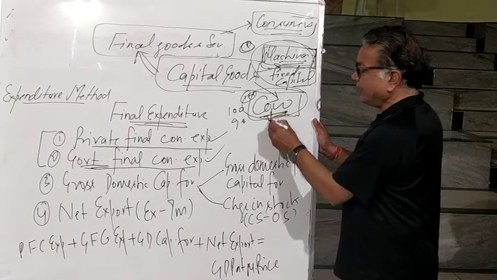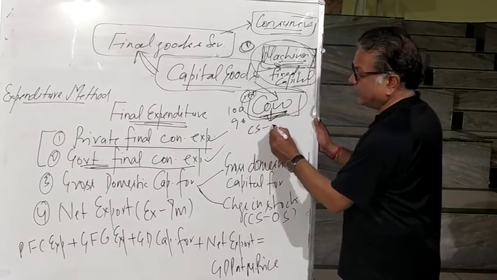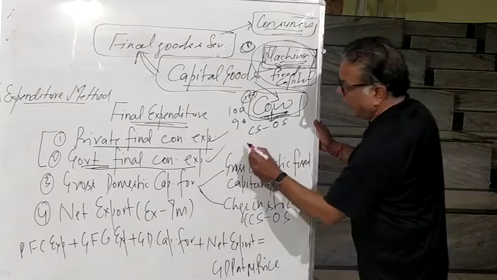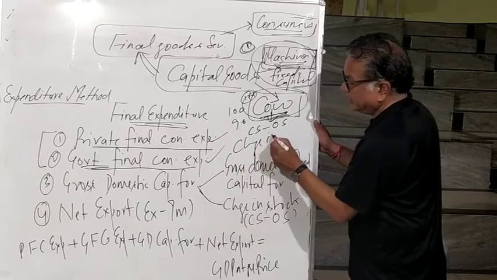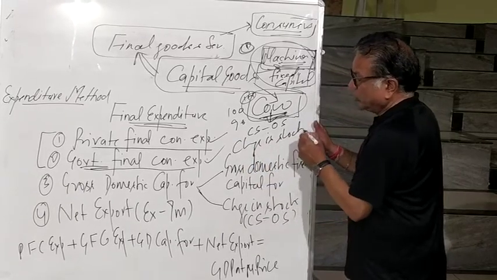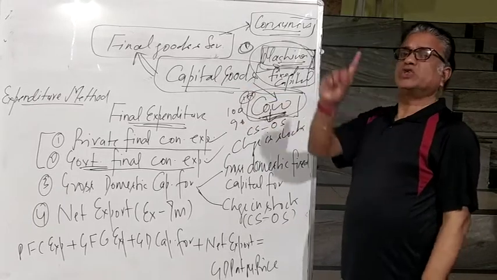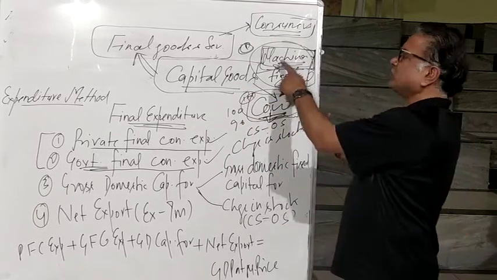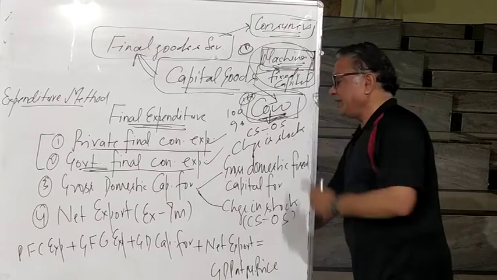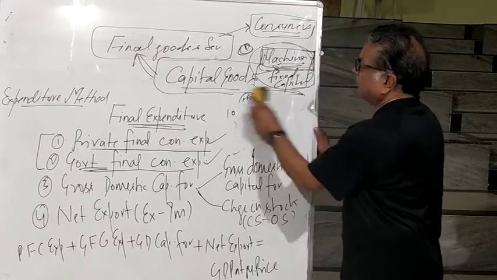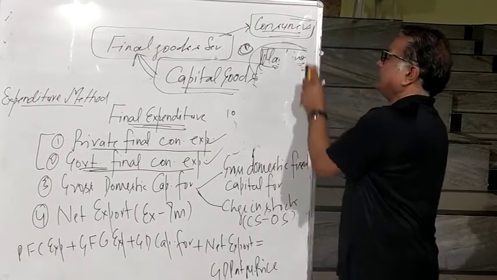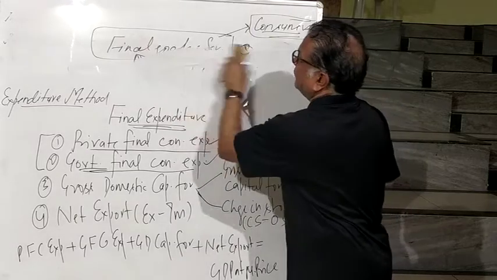So how do we calculate this stock? What we do is closing stock minus opening stock. And what do we call it? Change in stock. So with the producer, there are two types of capital goods. One is called fixed capital and the other is called change in stock. And all together, this is called total capital with the producer.